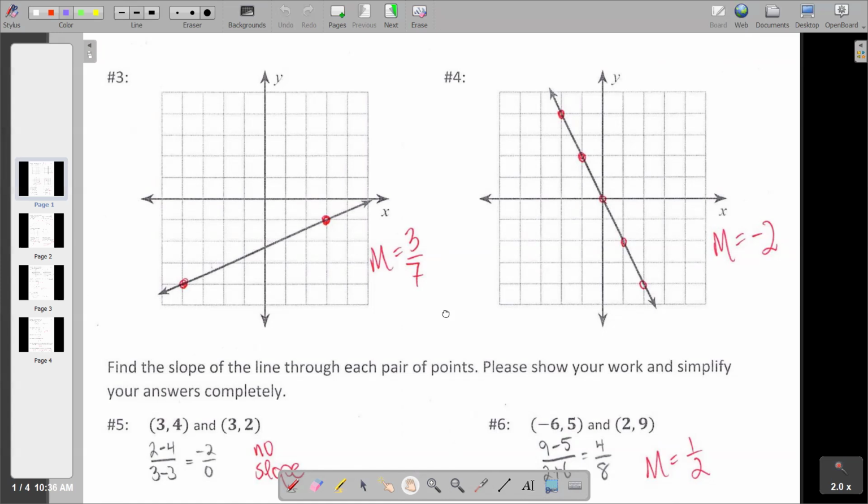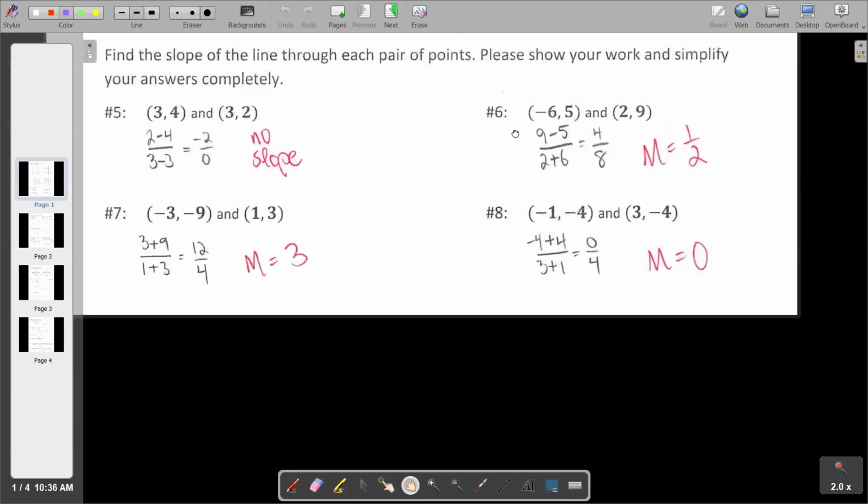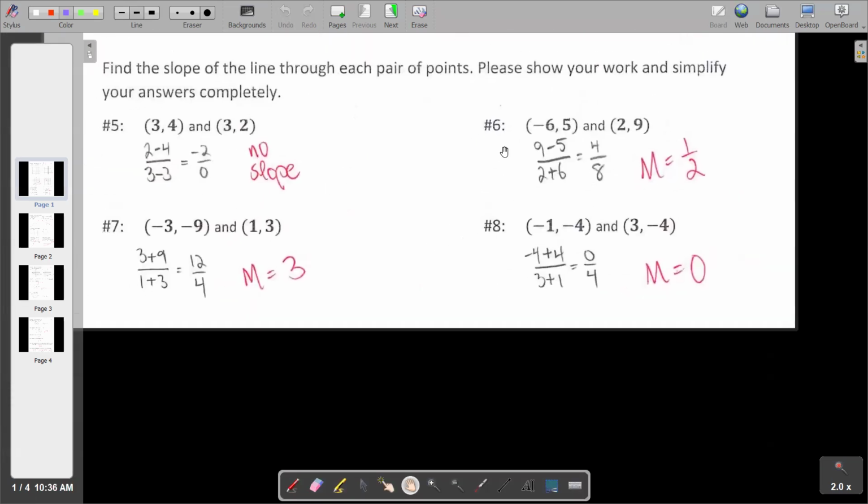Okay, on numbers 5 and 6 and 7 and 8, those are your four answers. Please notice that I followed my own directions and I showed work, okay? I know that that's harder for some of us than others because some of us are kind of stubborn, but I do not want to just see an answer on these problems. I want to see how you got the top number and how you got the bottom number. And then, of course, you reduce your slopes completely.